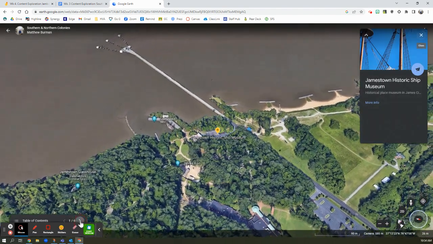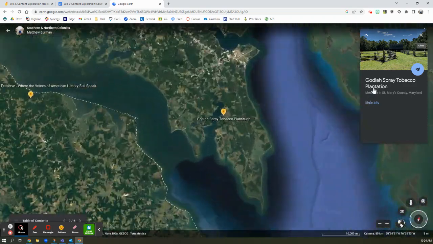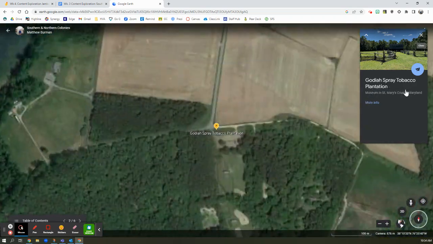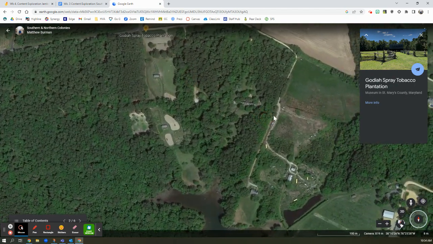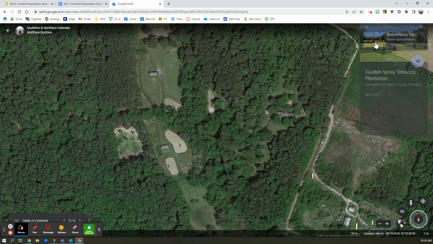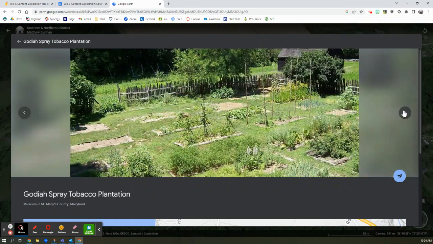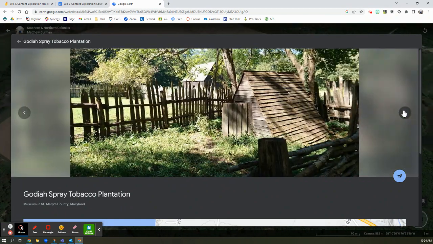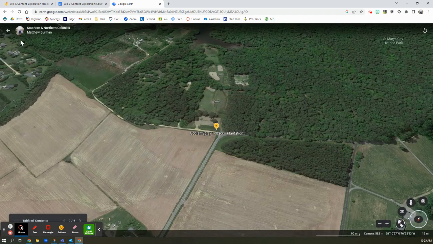Okay, next up, we are going to fly to a tobacco plantation not far away in Maryland. Here's where this historic tobacco plantation was, and this is what it looked like. So this is a small scale tobacco plantation. That's what they would have been loading up into ships to ship back to Europe.